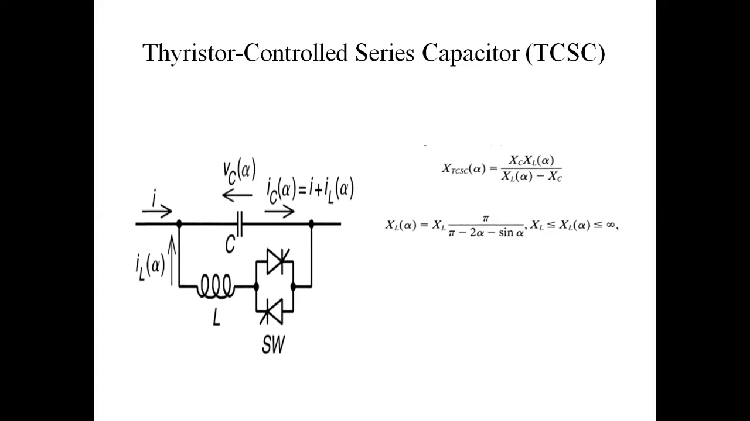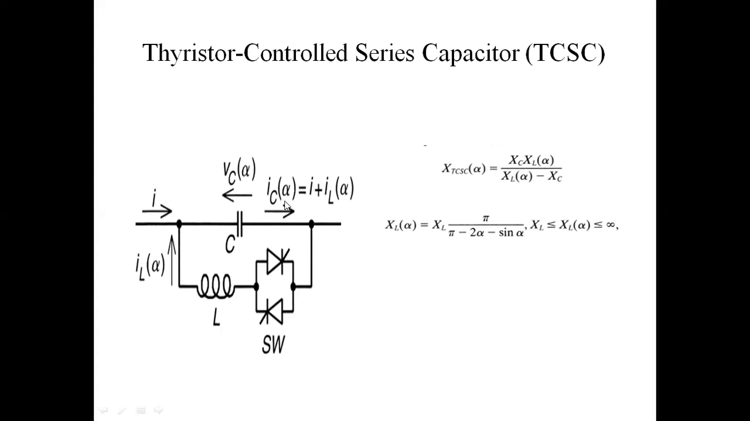Here X_L of alpha is equal to X_L times pi divided by pi minus 2 alpha minus sin 2 alpha. Alpha varies from 0 to 90 degrees. Here X_L is less than X_L of alpha, and X_L of alpha is less than infinity. This is the circuit diagram of TCSC.